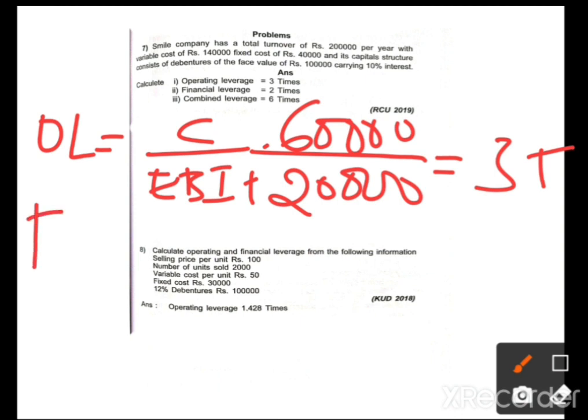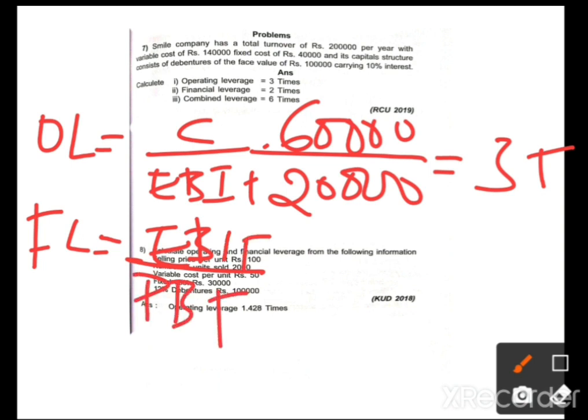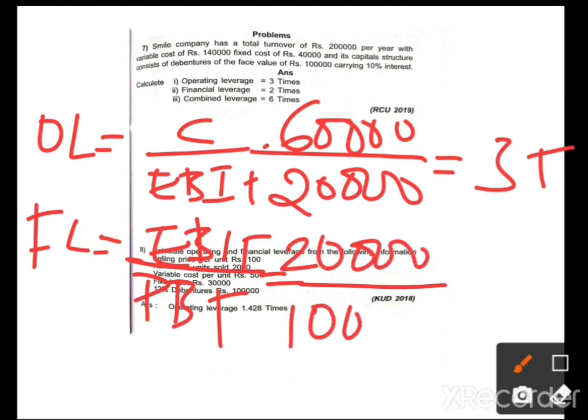Next, financial leverage. See, financial leverage is what? EBIT divided by PBT. So we already calculated also. EBIT is 20,000 and PBT is 10,000, and the answer is 2 times.